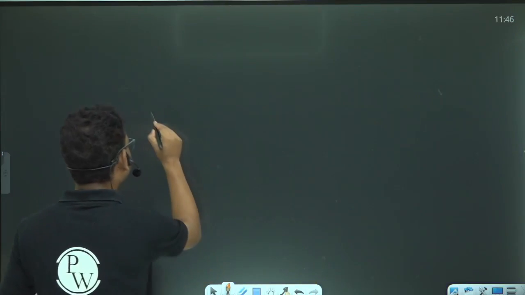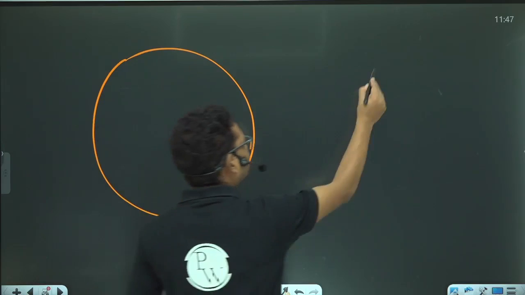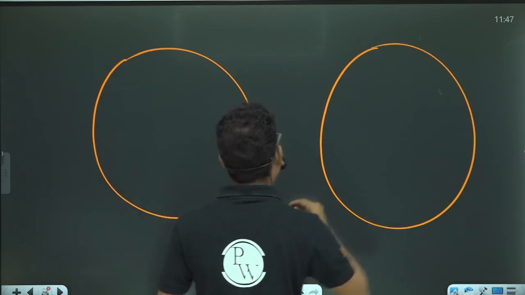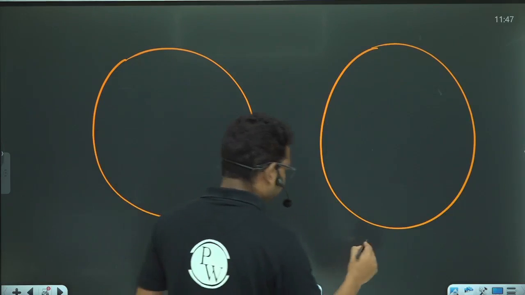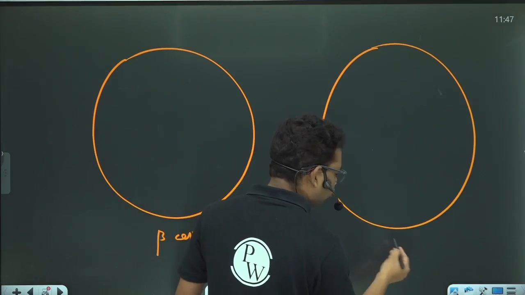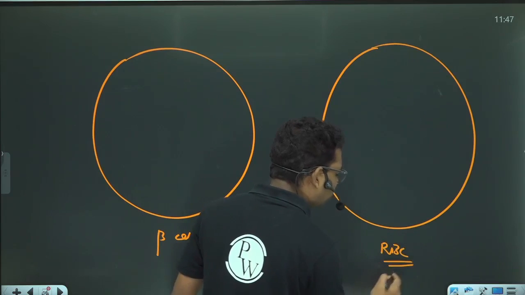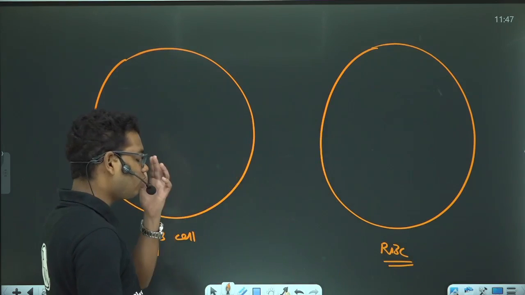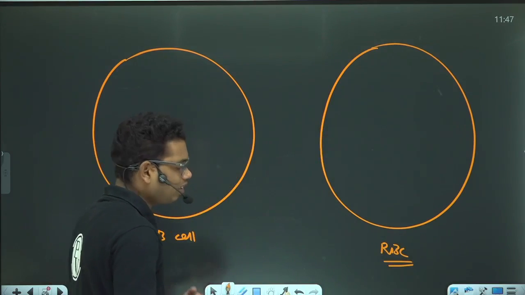So suppose this is one cell, and this is another cell. Suppose this is a beta cell, and this is an immature RBC. The immature RBC has a nucleus, and if it has a nucleus, then it will have DNA. That means it will have genes.